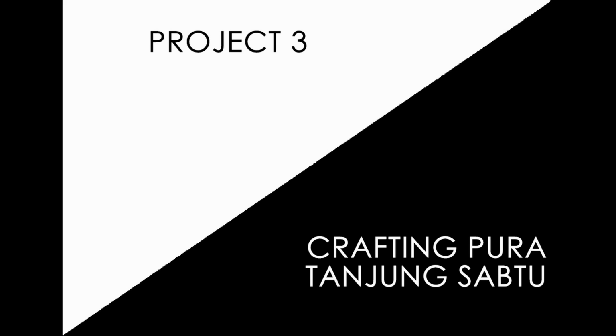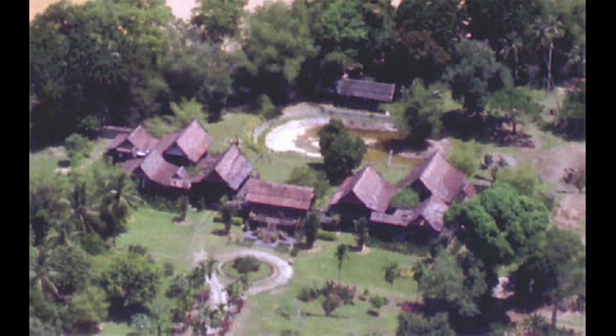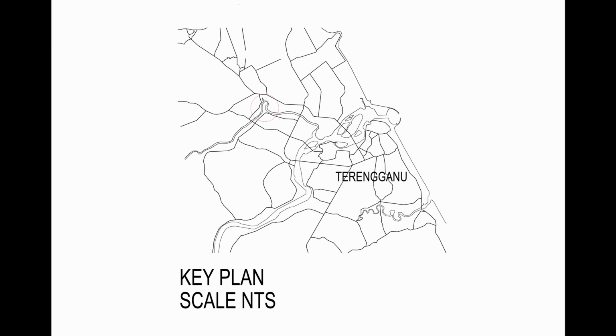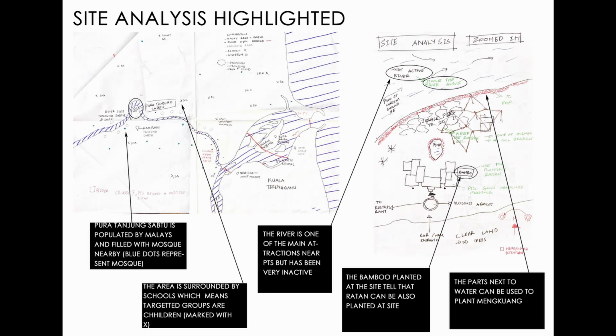So now moving to project 3. In project 3, we had to make a design connected to Purata Sabtu. If you don't know what Purata Sabtu is, it is basically an abandoned kampong style palace. It is located in Terengganu. This is basically my site and the things I listed out. So this is my site analysis.